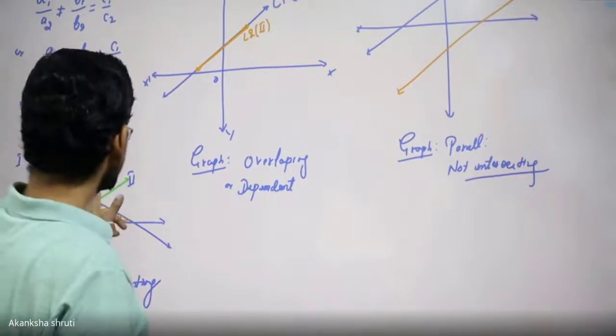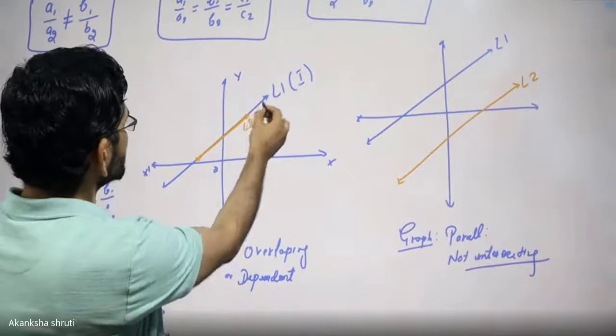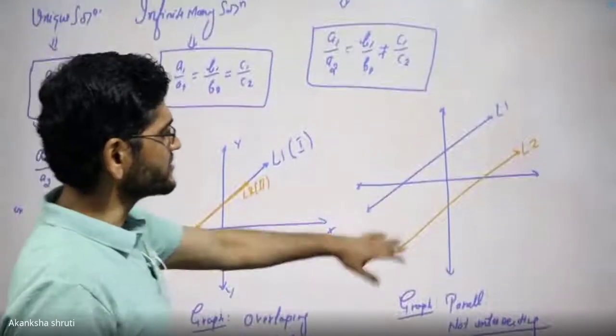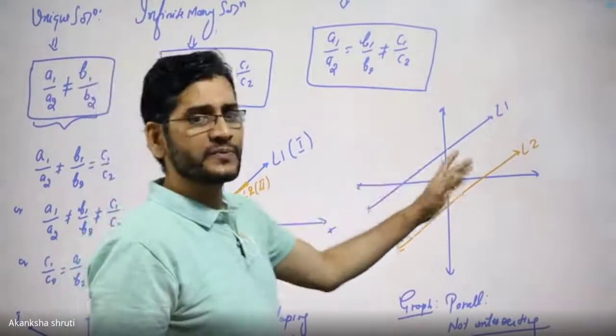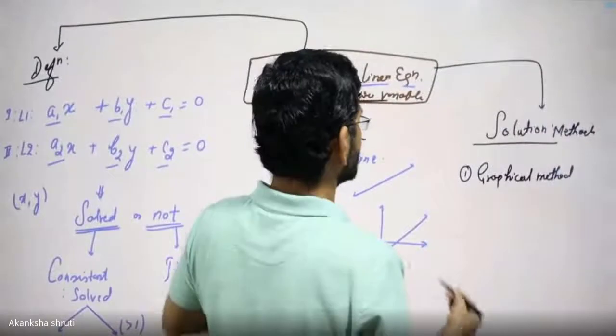Like in this case, only one coordinate. But if you are getting it like this, whatever the solution of the first, that will also satisfy the second. But in this case, no solution. Okay? So predicting the nature and their solution can be determined by the graphical method. It is the first method.